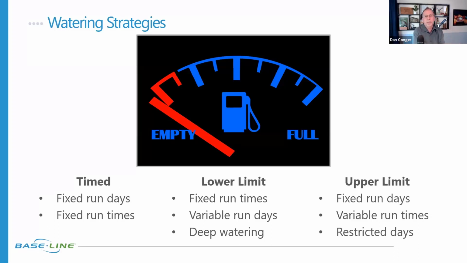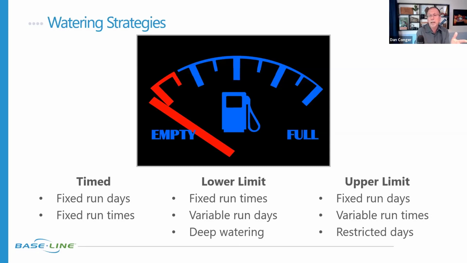Well, some days you're not going to have enough gas to get through the week, and other days you're going to be running gas down the sidewalk. You've had too much fuel in there. That's not necessarily a good call on that one. So that's a time strategy. The other way we could do it is with a lower limit water strategy. That's where we have a fixed run time. The amount of time that it's going to run for each cycle is fixed. It does not change. But the run days, the days in which it's going to apply the water, is variable.